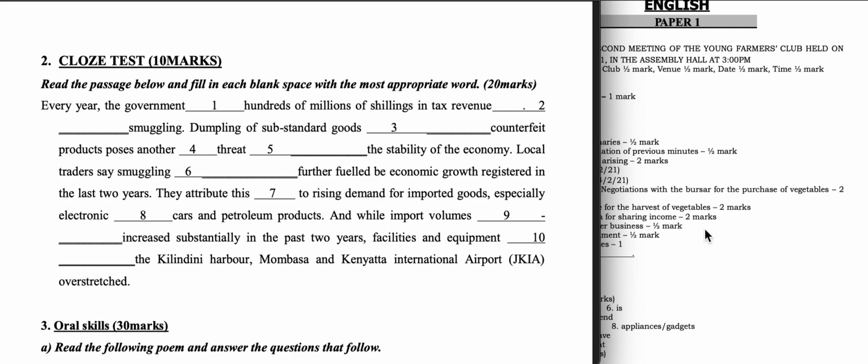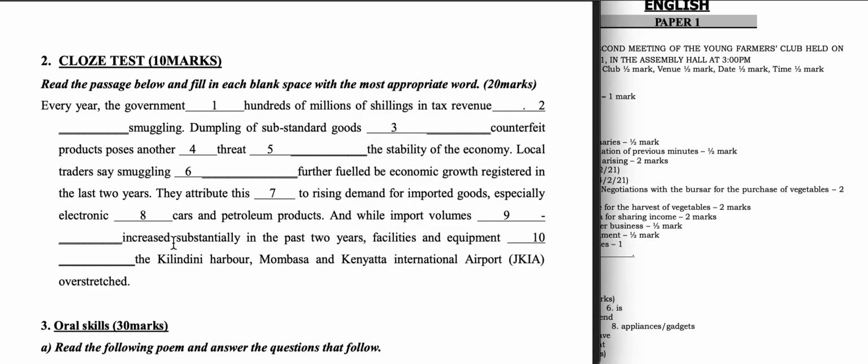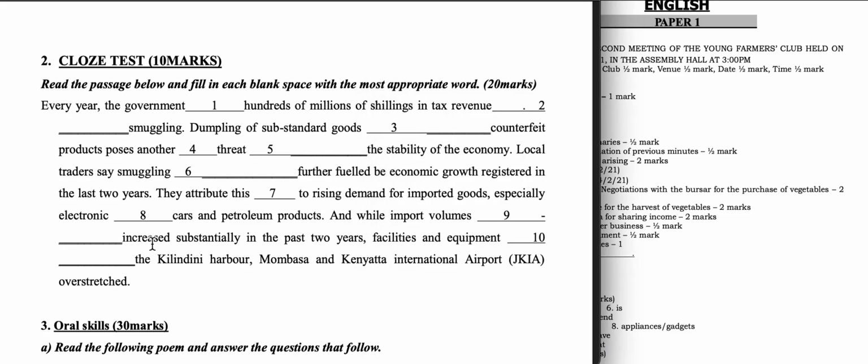And while import volumes have increased substantially in the past 2 years, facilities and equipment at the Kilindini Harbour, Mombasa, and the Kenyatta International Airport, JKIA, are overstretched.